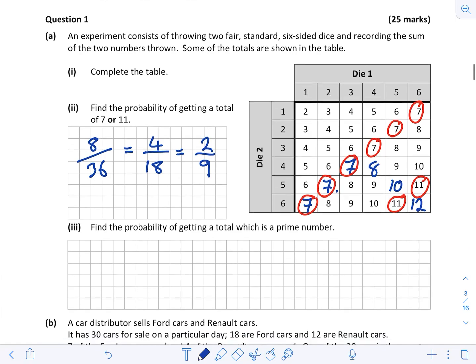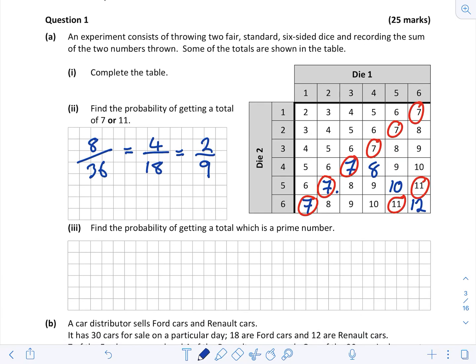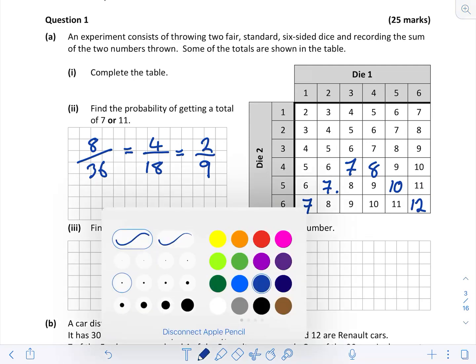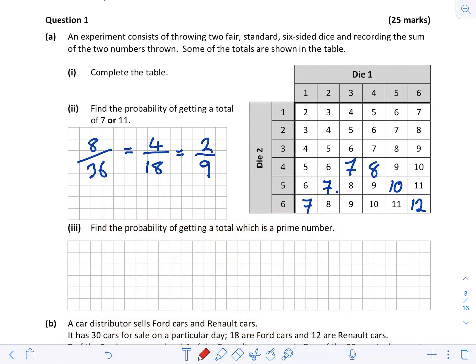Question 1, part 3 next. Find the probability of getting a total which is a prime number. So we might just remove all our red circles, and we'll then circle all our prime numbers. So let's do that now. Red circles, prime numbers. Okay, so 2 is a prime number, 3 is a prime number, 5 is a prime number, 7 is a prime number, and 9 is not, 10 is not, 11 is.